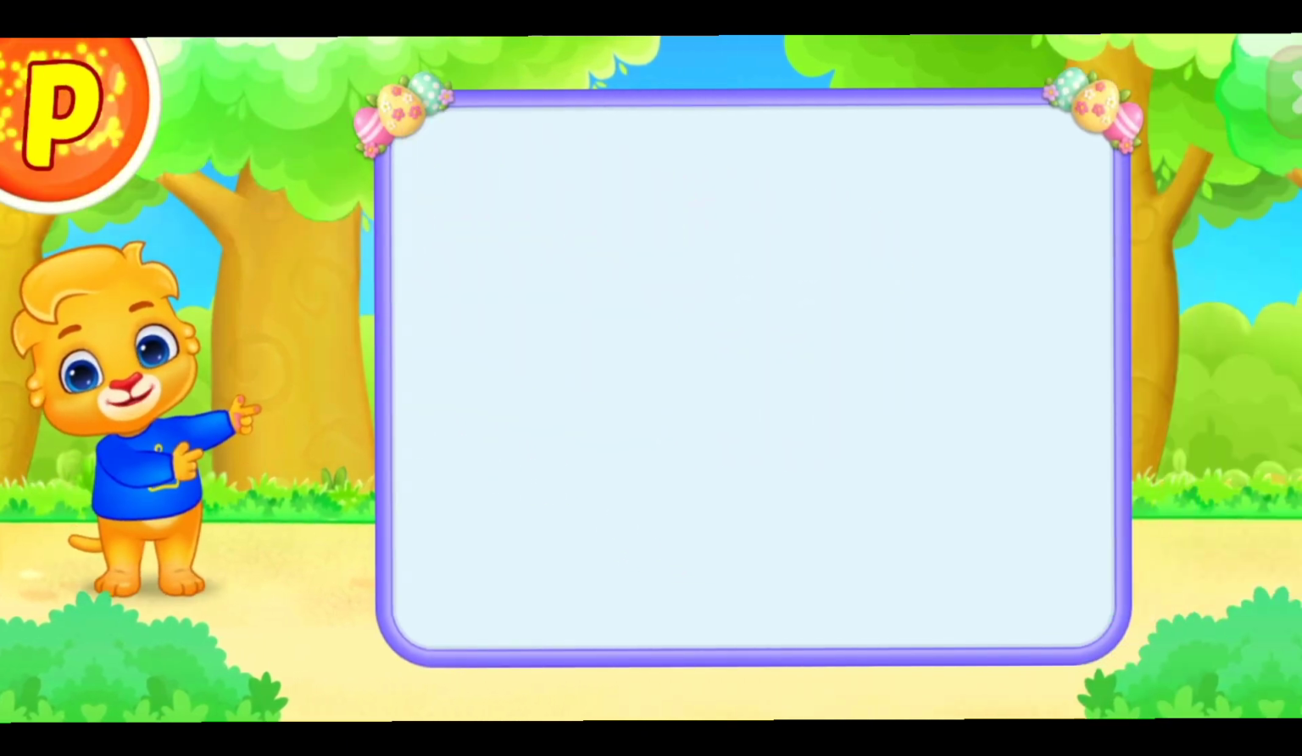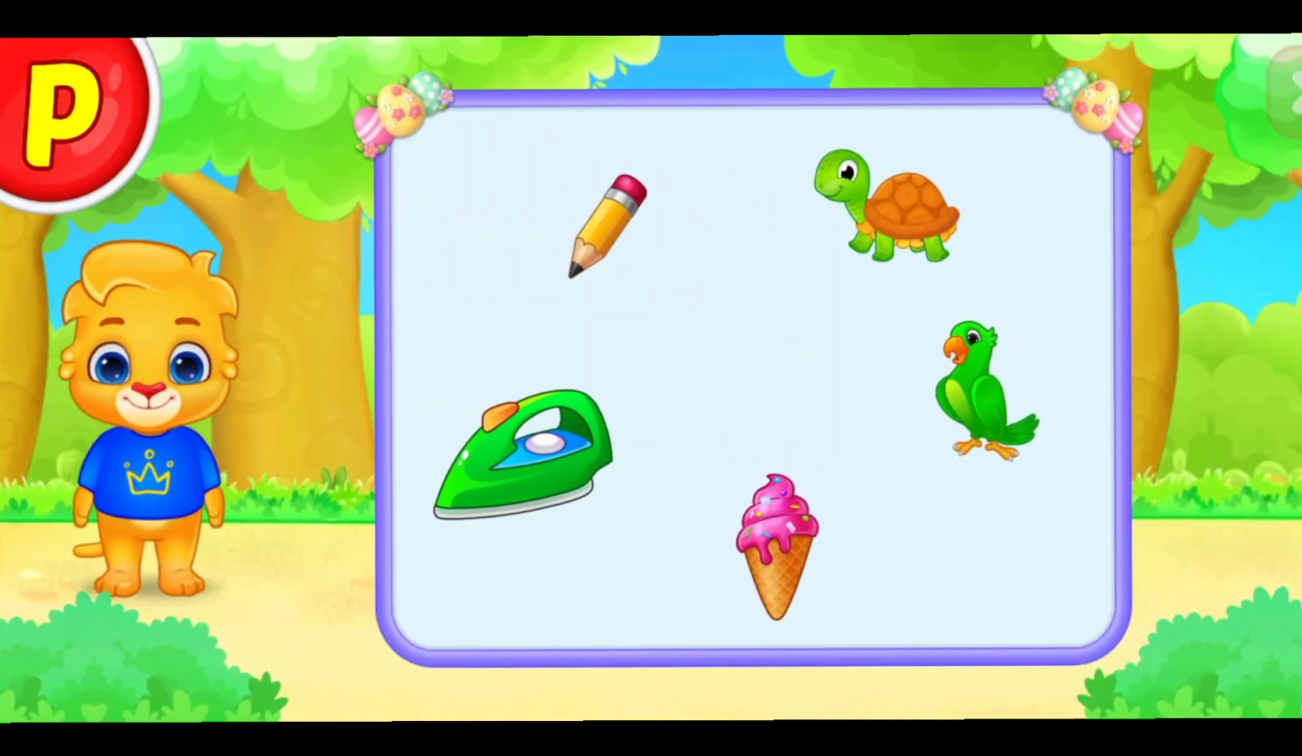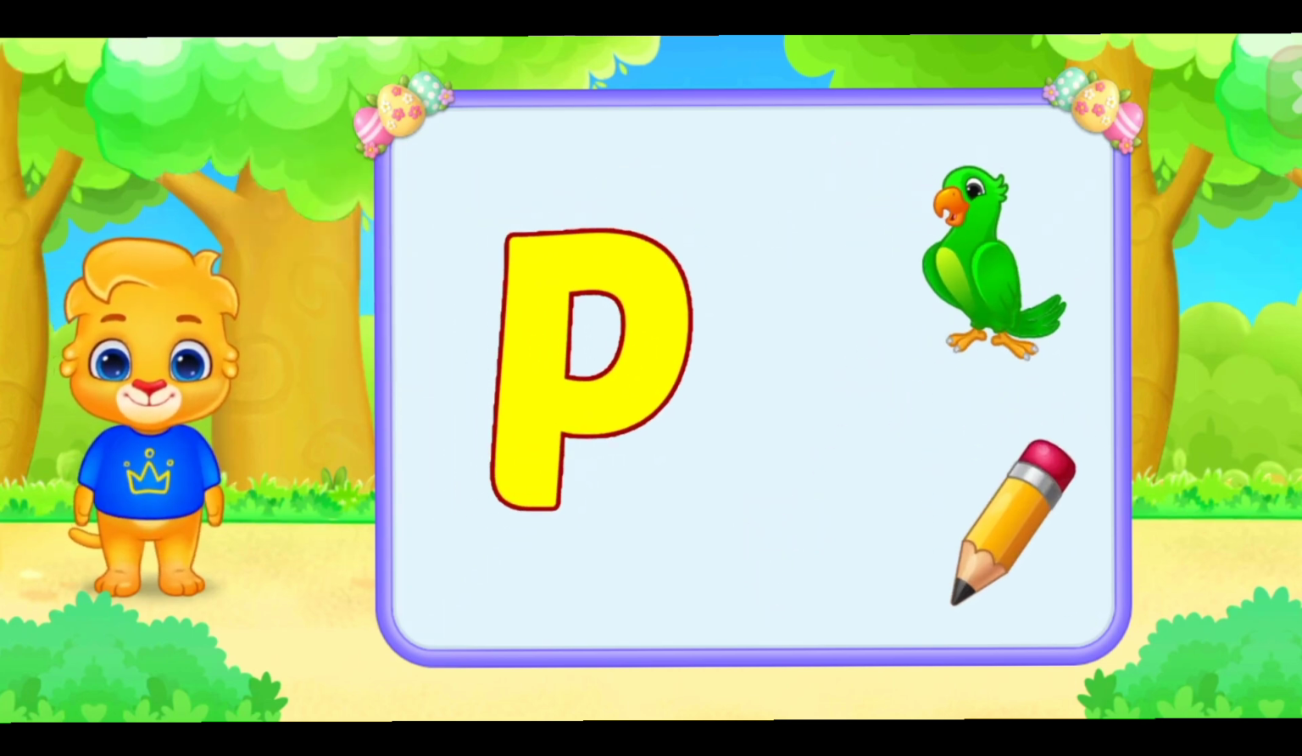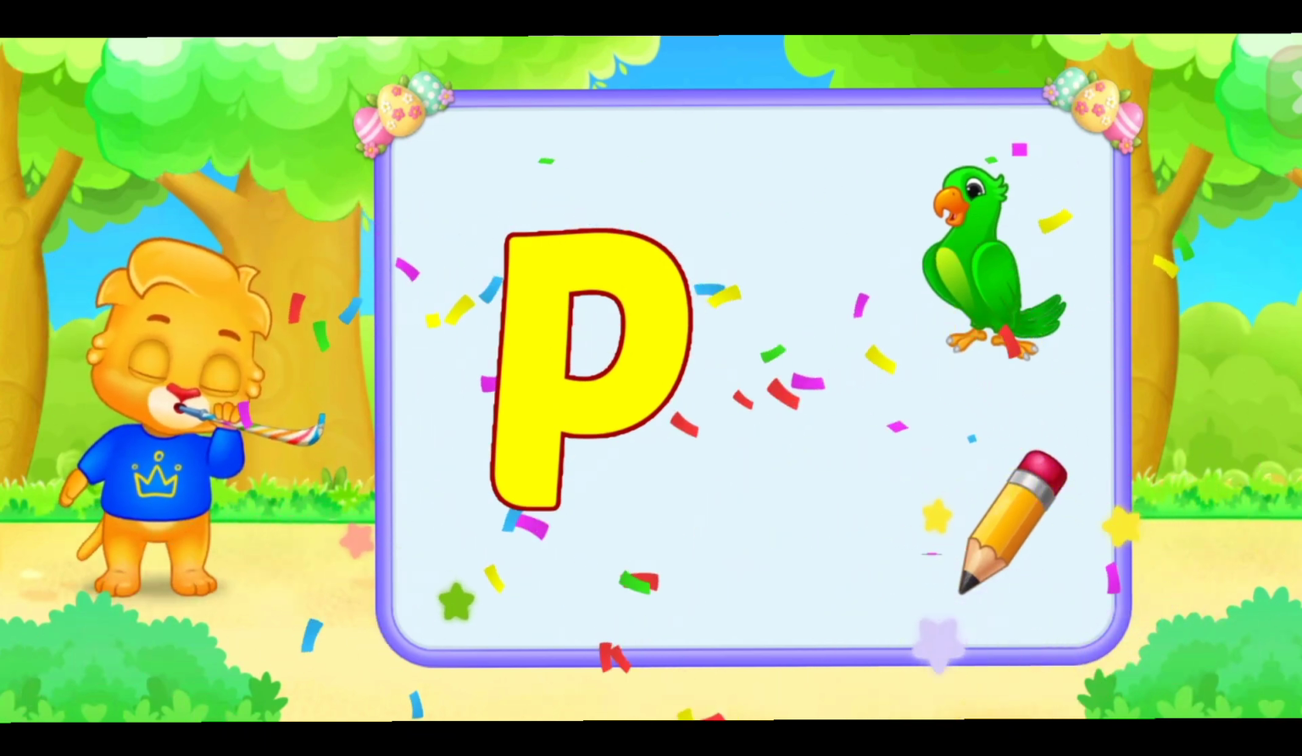Tap the picture that starts with letter P. P is for parrot. P is for pencil. Well done.